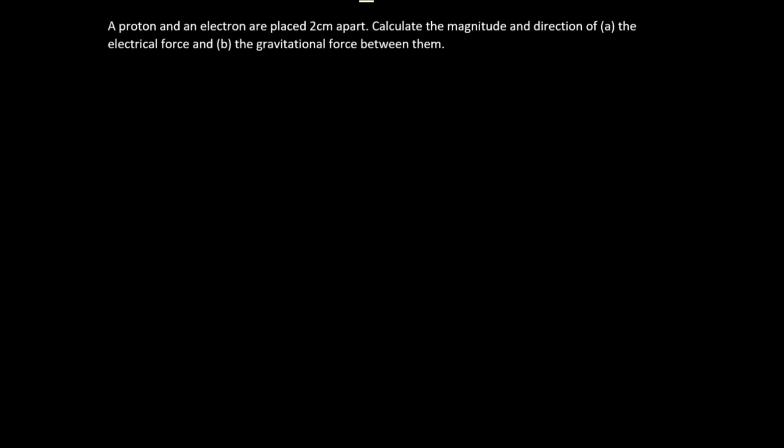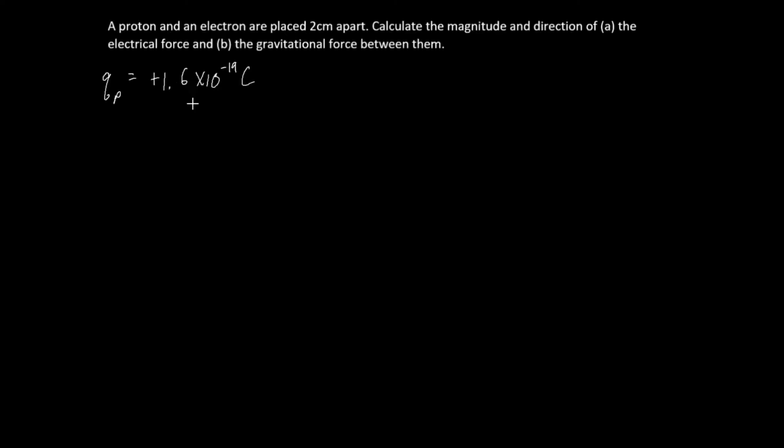So go ahead and take a moment to pause and read this question. Alright, I'm going to write a bit of relevant information in order to solve part A. The first thing we need to know is about the proton. Every single proton in the whole wide world has a charge of positive 1.6 times 10 to the negative 19 coulombs. So a very, very small charge on a proton.